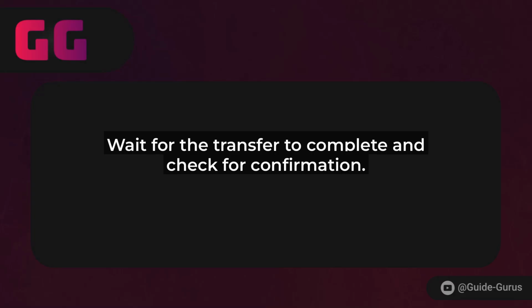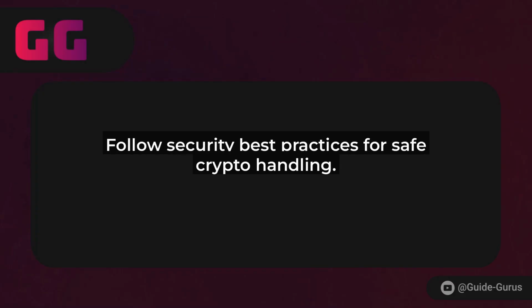And there you have it. That's how you seamlessly send USDC from Bitmart to Trust Wallet in 2025. Always prioritize security by using hardware wallets for long-term storage and staying updated on crypto regulations.